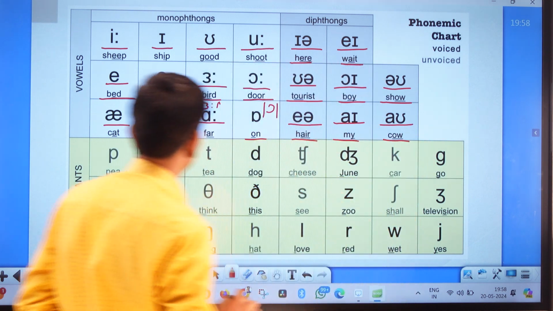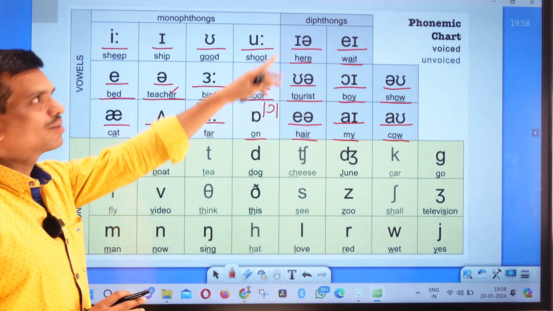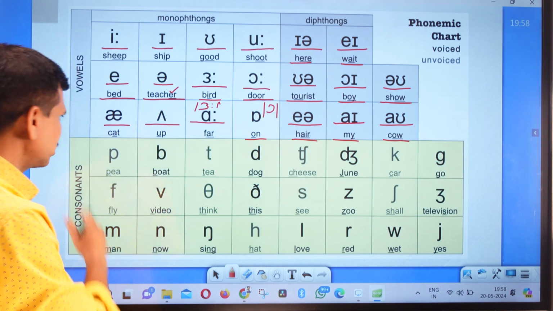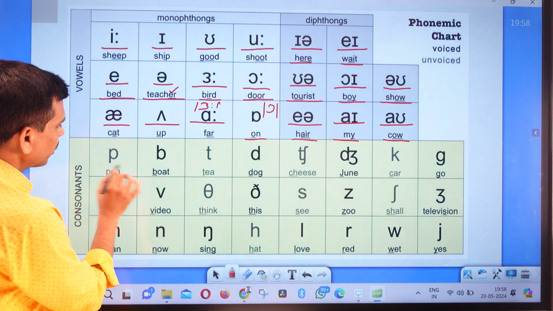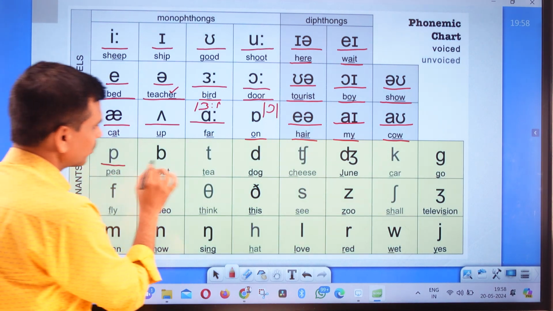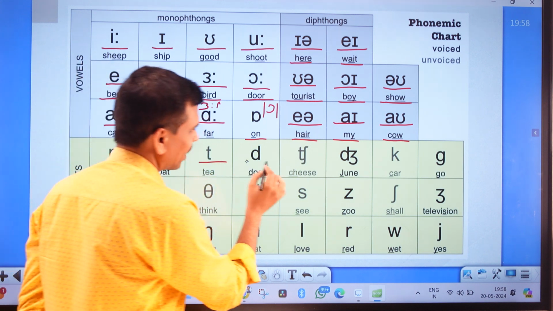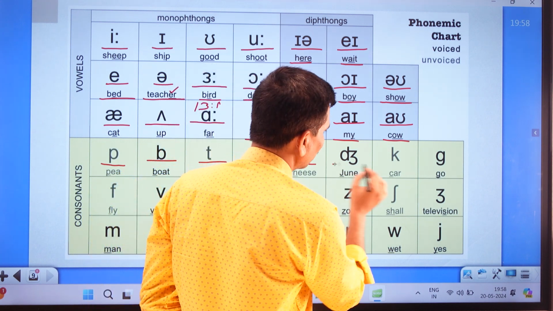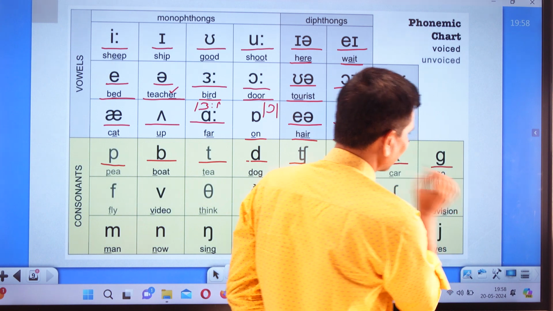Then we have consonants. These are 20 vowel sounds including diphthongs, and now we have 24 consonant sounds. Just I'll read, listen to it carefully. P as in P, B as in boat, T as in tea, D as in dog, Ch as in cheese, J as in June, K as in car, G as in go.